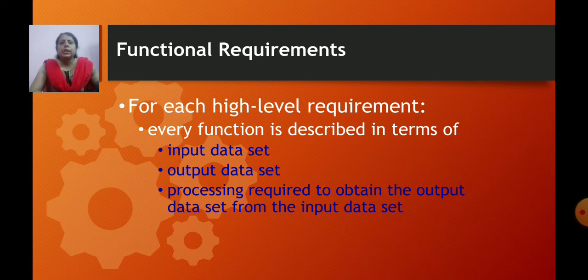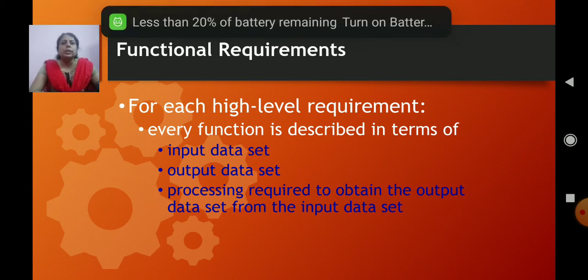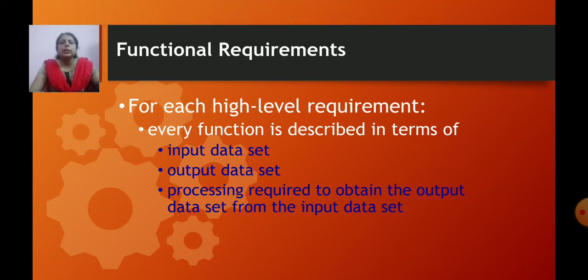For each high level requirement, every function is described in terms of an input data set, an output data set, and the processing required to obtain the output data set from the input data set. It means the functional requirement writes the set of input data and what the output data will be after processing. This is the high level functional requirement.